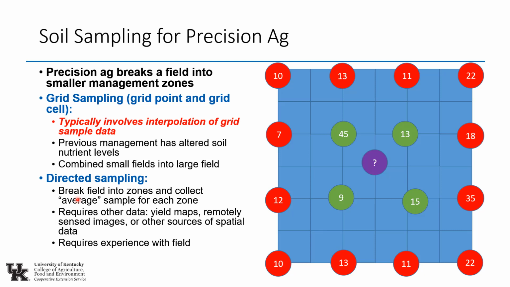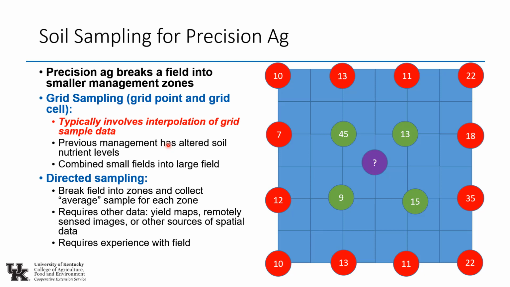Grid sampling does a really good job of identifying when the variability comes from previous management. Examples are combining small fields into a larger field. Let's say there was a tobacco patch back in this old part of the field. You might have really high soil test P where that tobacco patch used to be. And maybe over here there was an old farmstead, and historically there was some manure applied there, so soil test P is higher. Maybe there's some striping from fertilizer application in this field. Grid sampling has a better chance of finding management-derived variability.